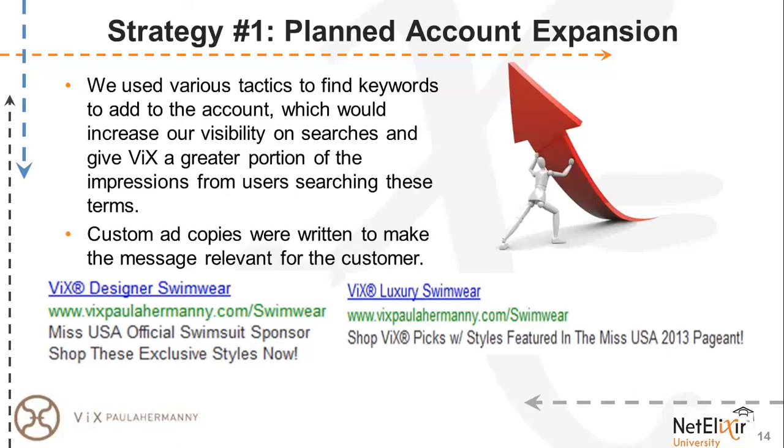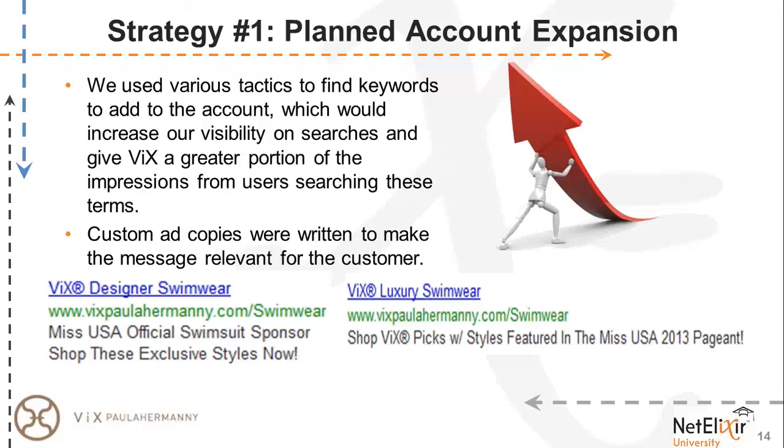The other piece which probably gets ignored or not focused on as much is writing custom ad copies. The team painstakingly wrote multiple ad copies which were in alignment with the best practices and benchmarks that NetElixir has created. Just for your information, we have a set of about 50 different parameters based on which we judge whether the ad copy is optimal or not.